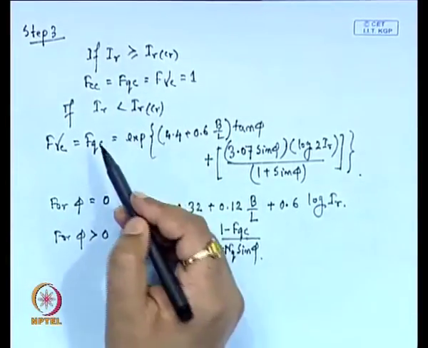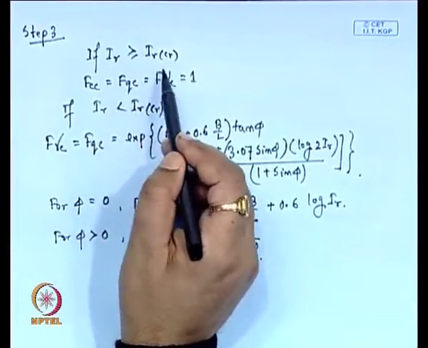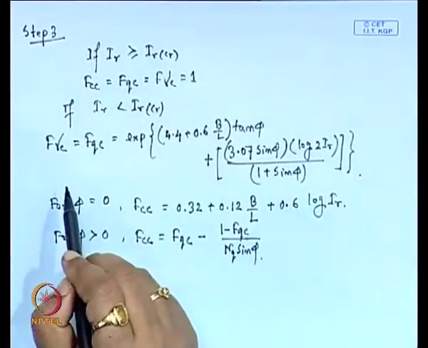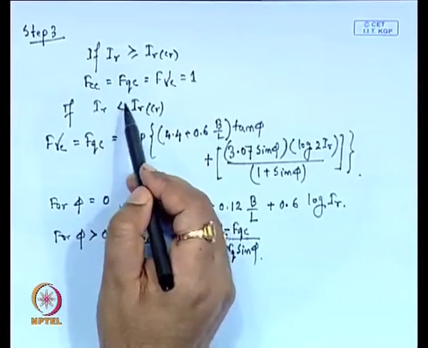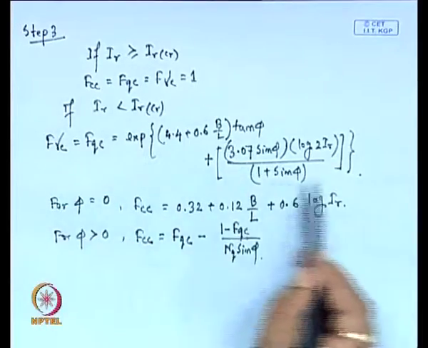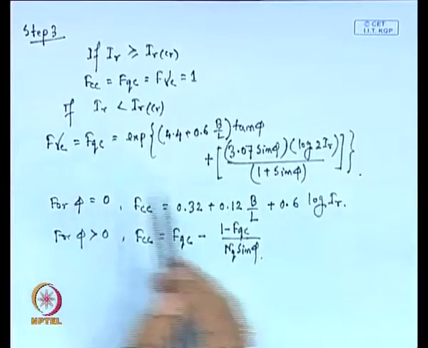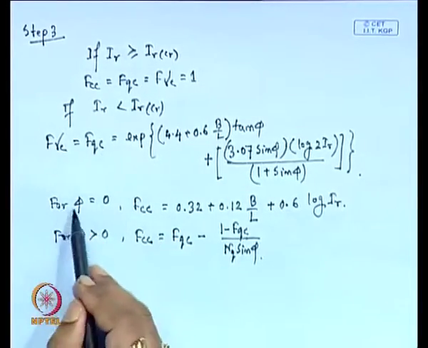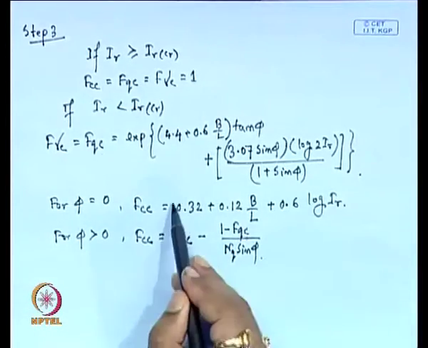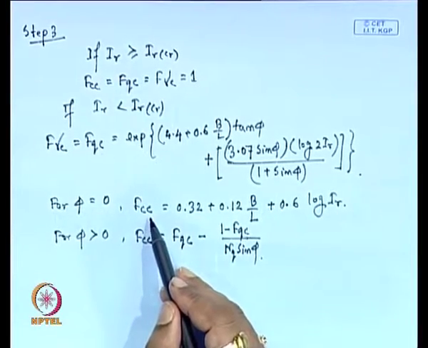So, now if the rigidity index is greater than or equal to the critical rigidity index, then all the compressibility factors' values are 1. Now, if the rigidity index is less than the critical rigidity index, then by using this expression we can determine the F gamma C and FQC. Now, under this head, if phi is equal to 0, then FCC will be equal to this expression. By using this expression, we will get the FCC value.